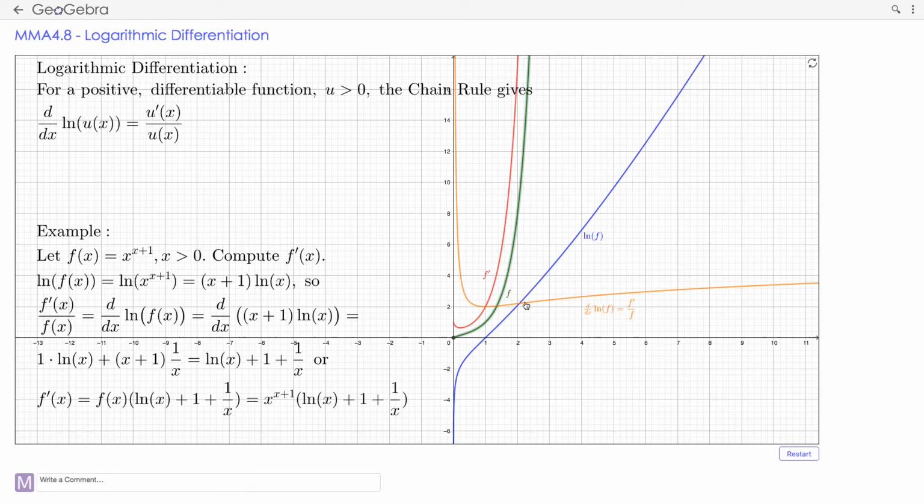So first of all, what did we do? We took the function f. Then we found the logarithm of f. And then we took the derivative of that, which was this. And then we used this to get back to the derivative of f. So this is a trick. It's something you can use if there are functions that are difficult to differentiate.